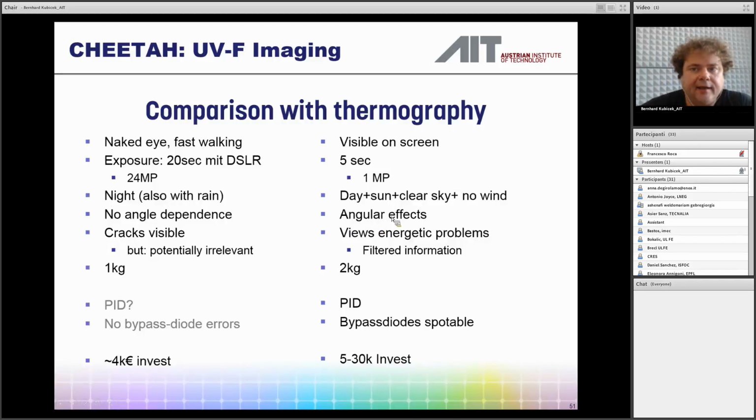In thermography, you have a small angular dependence that you might probably ignore. And with thermography, you can see bypass diode failures. So far, we haven't been able to see the temperature increase that you would get if your bypass diode fails as increased fluorescence in a third of a module. We haven't seen this so far, which is a bit sad. PID: we could not see any evidence of PID with UV fluorescence, while with thermography, if you look carefully and you are able to monitor small temperature changes, you can see that.